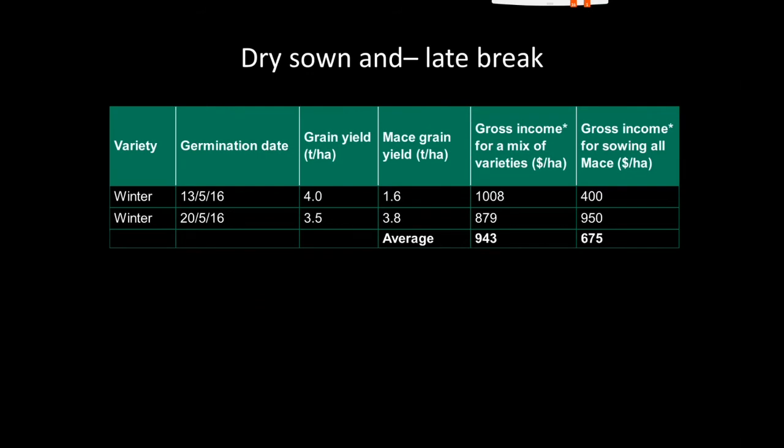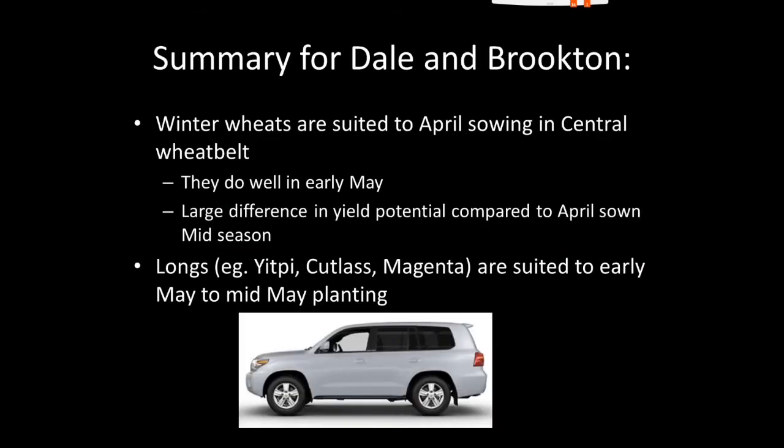As we go along, what if last year hadn't turned out to be such a good break? Would we have been worse off? We actually would have been better off last year sowing our winters, even though they came up late because of the season that we had. So, the summary really for this work, particularly for the central production zones, is that the winter wheats are suited to that April sowing. They do well in late April to early May. There's a large difference in yield potential compared to the April sown mid-season wheats. And the longs are really suited, the Yippee, the Cutlass, the Magenta types are suited to that early May to mid-May planting.